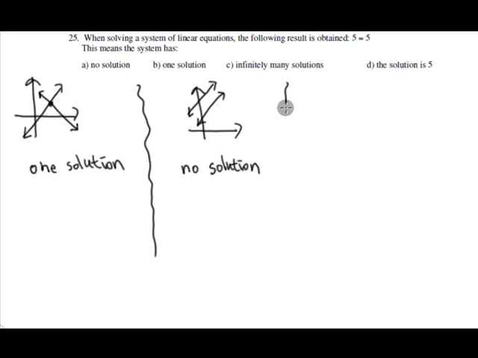Now the third case is when 2 lines overlap each other. So if I have 2 lines overlapping each other, then that would mean any point on the line is going to be a solution for the system. So this is a case where you will have an infinite number of solutions.